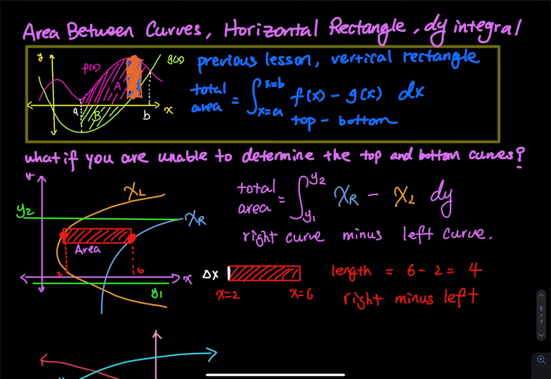And then to find the area between these two curves, I set up a definite integral. x goes from a to b, and then I use the top curve minus the bottom curve, which is f minus g. How do you know f is the top, g is the bottom? First reason is you can see it. The second reason is you use a rectangle.